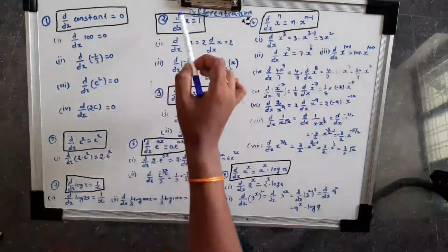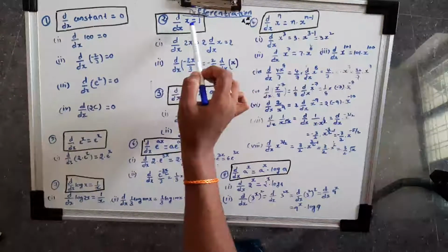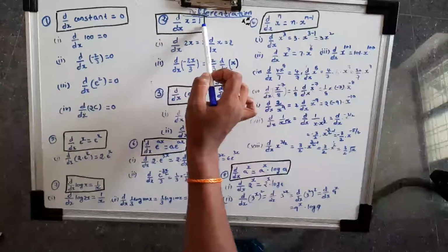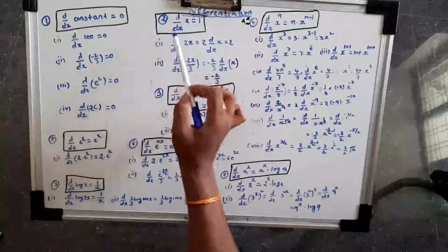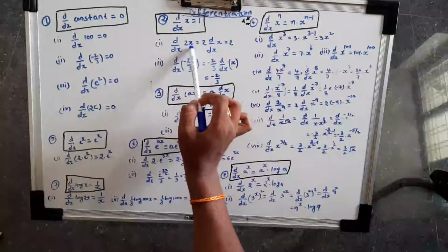So next formula: the derivative of x is equal to 1. This is a very important formula, you should remember it. The derivative of x is equal to 1. By using this we solve these two problems. See, the derivative of 2x, how can we solve it?